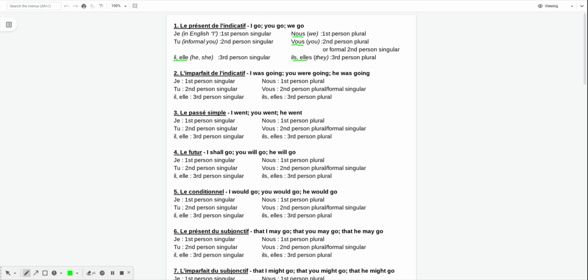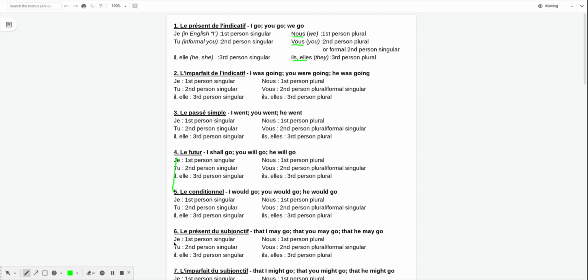So in a coming up video, we're going to go through the seven compound tenses, and the first one of those is the passé composé. You are liable to see le passé simple in writing. Number 4 here, we've got le futur. I shall go, you will go, he will go. Number 5, le conditionnel. I would go, you would go, he would go. And this is, I would go if it didn't rain. You would go if the tire wasn't flat, that type of thing.